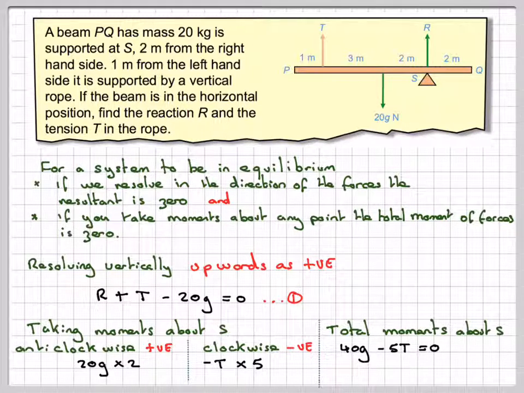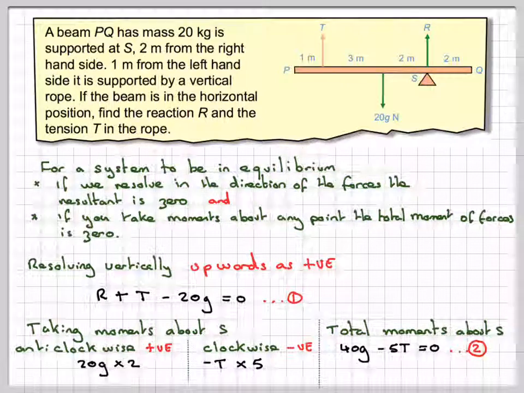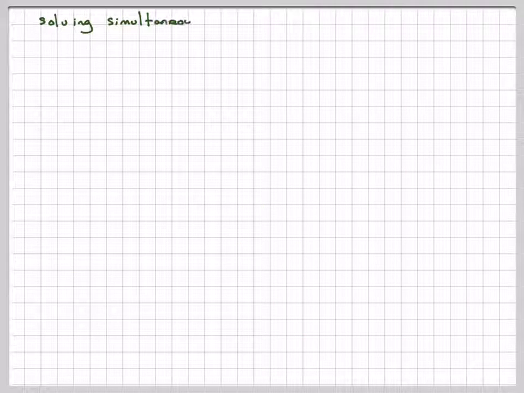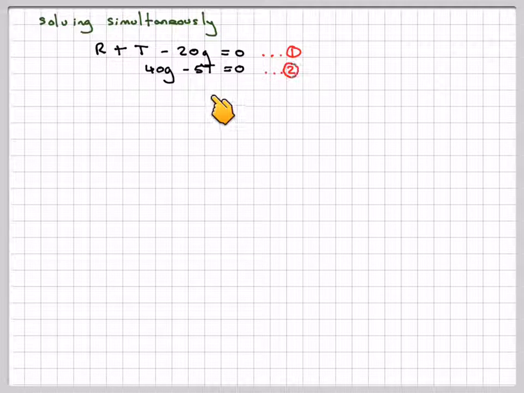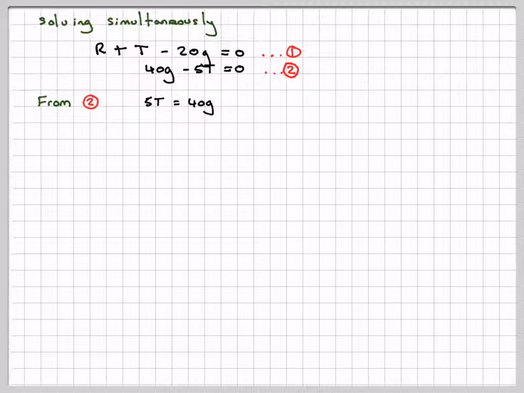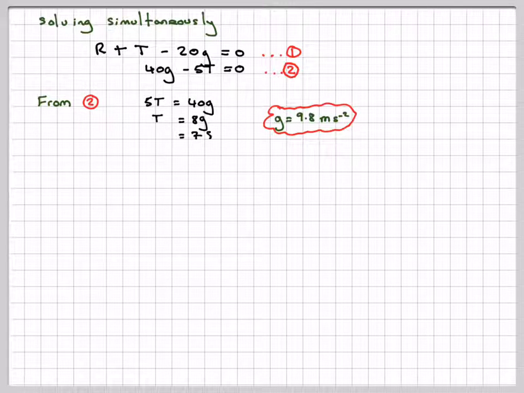We're going to call this equation 1 and this equation 2. Writing them out again, and we'll solve them simultaneously. We can get the value of T straight away from here. So we're going to have from 2, 5T is equal to 40G. T will be equal to 8G, and G is 9.8 meters per second squared. That gives me 78.4 newtons.